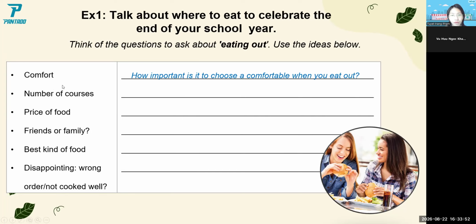So for the comfort, you can make the question, how important is it to choose a comfortable place when you eat out? What does it mean? Comfortable. Choose a comfortable place when you eat out.